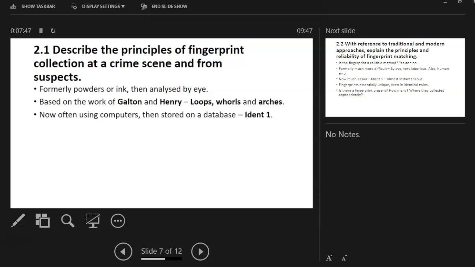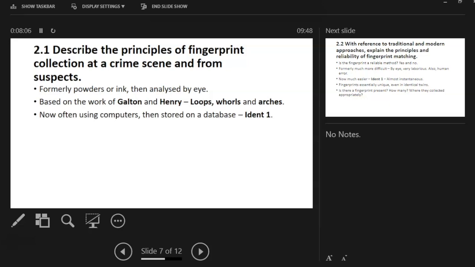Describe the principles of fingerprint collection at a crime scene and from suspects. So it's basically how do you do it. Formerly we used things like powders and ink. Then we analysed it by eye. So obviously in the past the process was very manual.